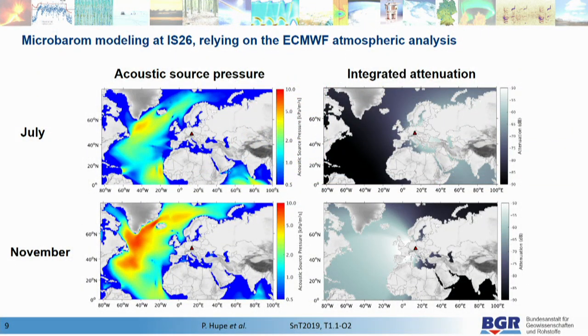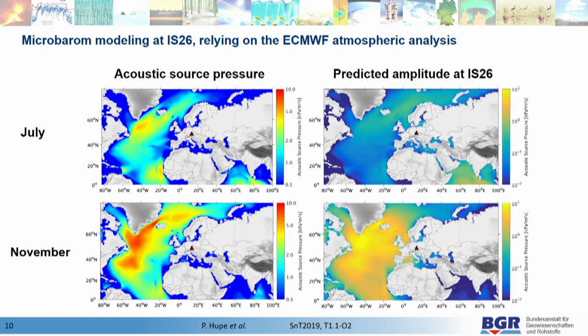Here's an example based on the ECMWF model for the monthly mean, more or less. On the left, you can see the acoustic source pressure provided by the source model, and we calculated the integrated attenuation for each grid point here, with respect to IS-26. What you can learn from this figure is, of course, that the best propagation conditions for sources on the North Atlantic Ocean to IS-26 can be found in the winter season, leading to the highest or largest amplitudes detected at the sensors. Nevertheless, we have sources all year round, so microbaroms could be detected all year round, depending on the propagation conditions.